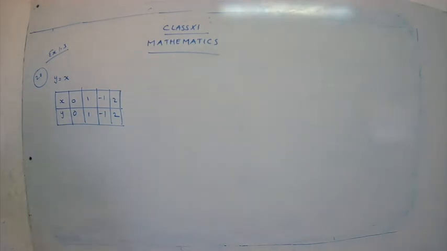So what type of representation is this, children? This is a tabular representation. So we are representing a function in the form of a table. We have studied the different ways of representing a function. Yes, a tabular representation. Okay, now let's come to the next one.